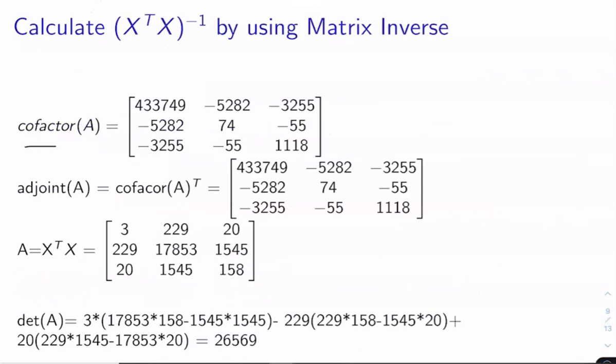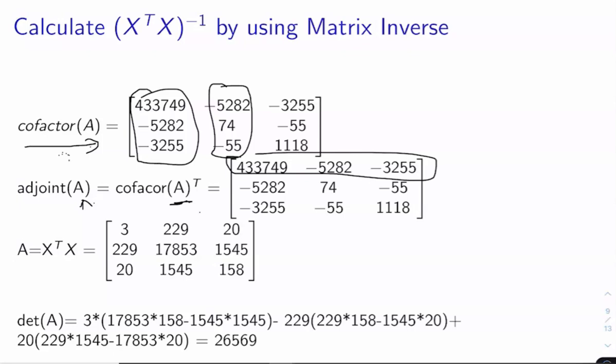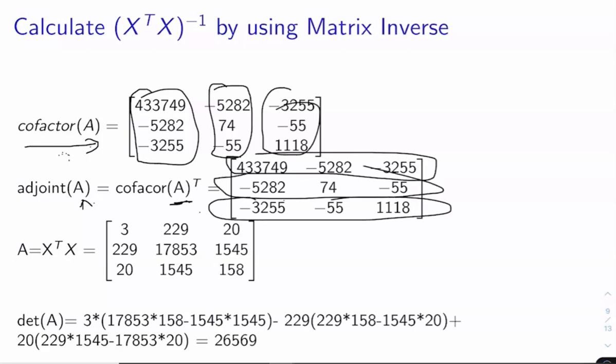After finding the cofactor of the matrix A, you need to find out the adjoint of the matrix A. The adjoint of the matrix A is nothing but the transpose of the cofactor. So this is the cofactor and this is the transpose. See, now this column becomes this row, 4 3 minus 52, like this. So the second column becomes the second row and the third column becomes the third row. So this is the transpose of the cofactor. The transpose of the cofactor matrix is nothing but the adjoint.